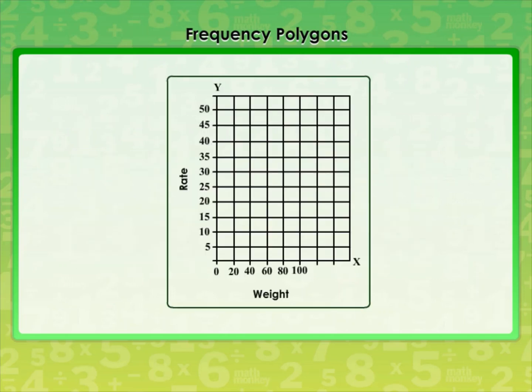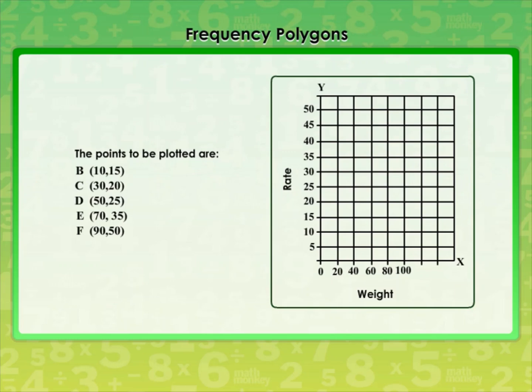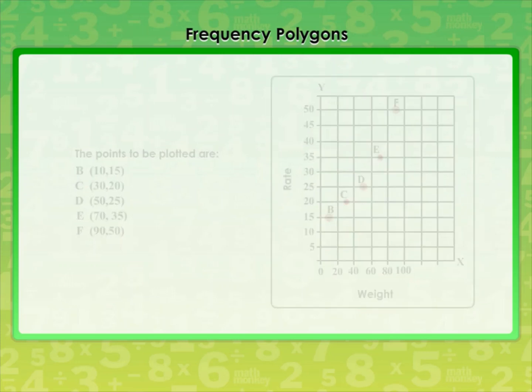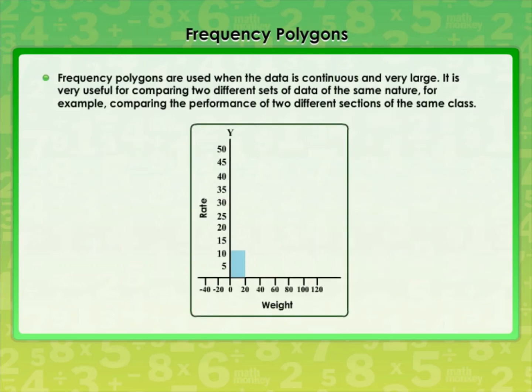We can now draw a frequency polygon by plotting the weights along the horizontal axis and the rates along the vertical axis. Then plot the points B, C, D, E, and F. Join the plotted points by the line segments. Now we draw the histogram for the given data to gain better understanding. Is this a complete frequency polygon? In order to complete this polygon, we need to join it to the x-axis.